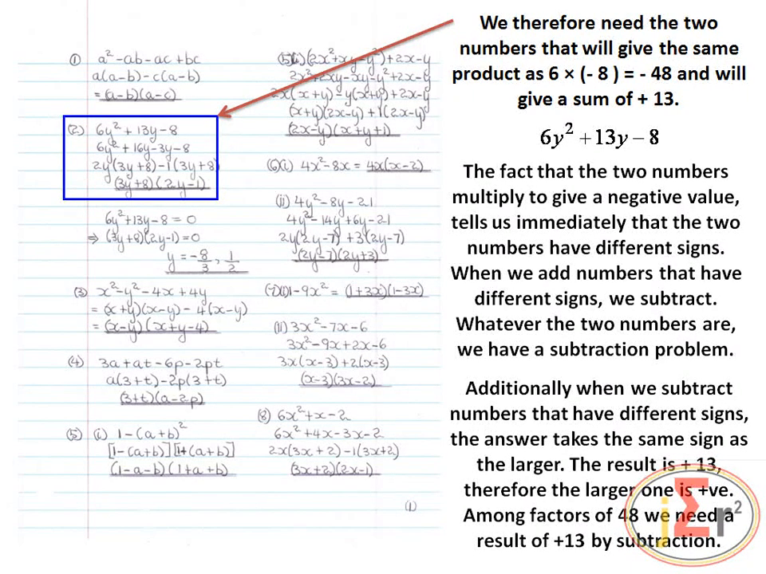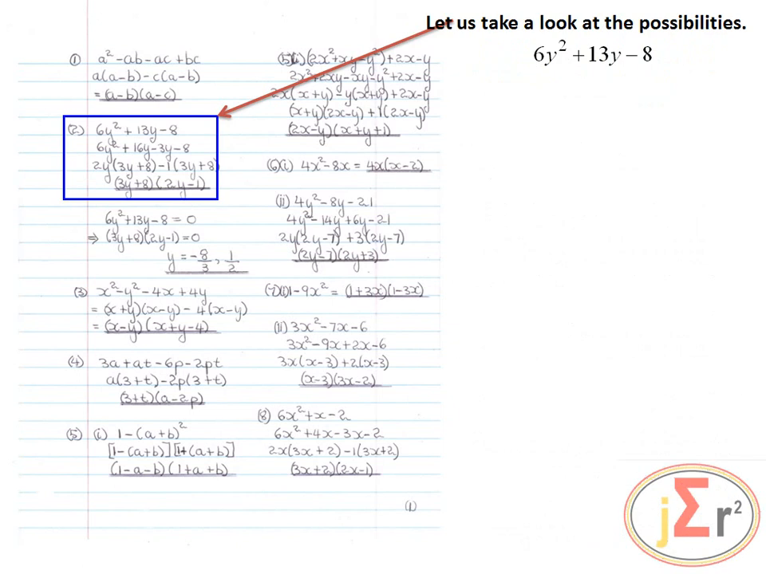When we add numbers with different signs, we subtract the smaller from the larger. How do we know that they have different signs? Because we multiply them and the result is negative. They have to have different signs. Let us take a look at the possibilities.